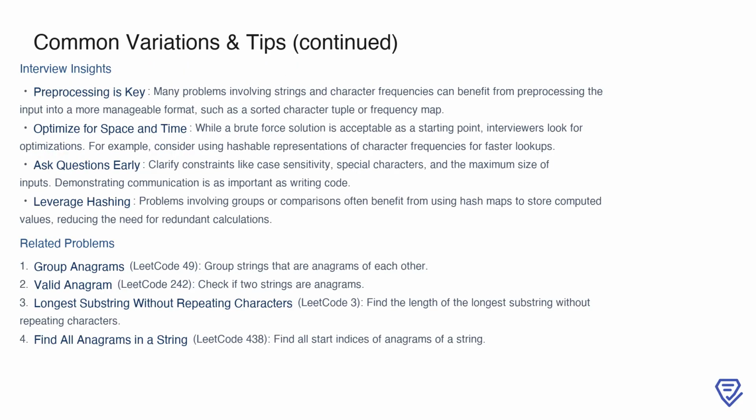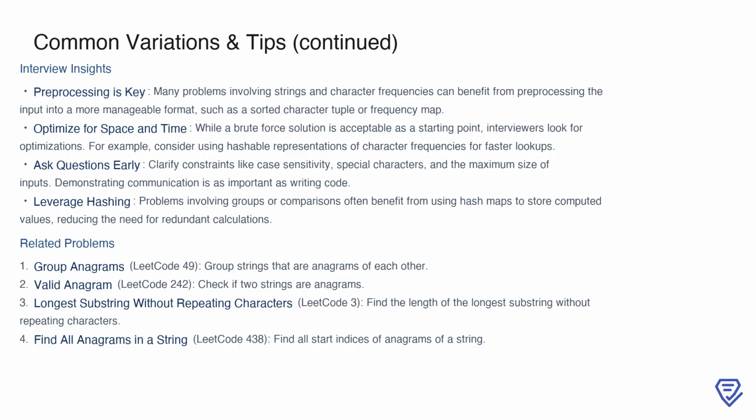To excel in interviews involving this problem, there are some key insights to keep in mind. Pre-processing the input is often crucial. By transforming the input into a more manageable format, such as a sorted tuple of characters or a frequency map, you can simplify your solution and improve efficiency. Optimizing for both space and time complexity is another important goal. While a brute force solution may be acceptable initially, interviewers will look for how you refine your approach. For example, using hashable representations of character frequencies can enable faster lookups.